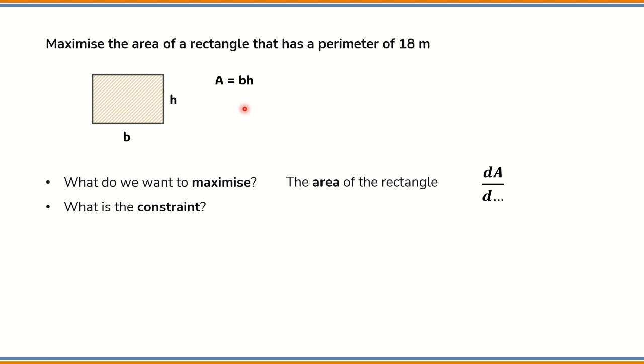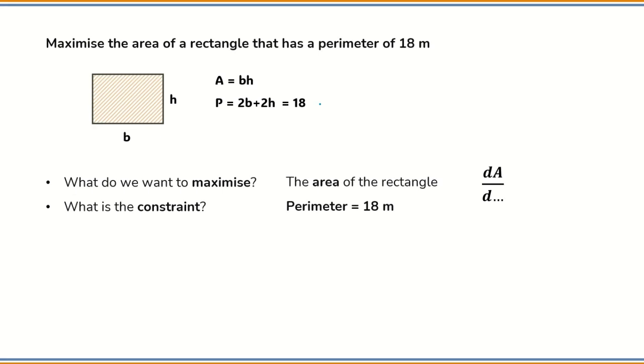In this problem, the constraint is that the perimeter needs to be 18 meters. The perimeter of this rectangle will be the sum of all the sides, 2b plus 2h. And we know that the perimeter is 18. Thanks to the constraint, we will be able to express h in terms of b.